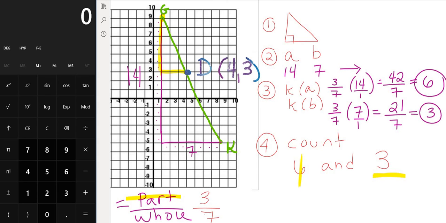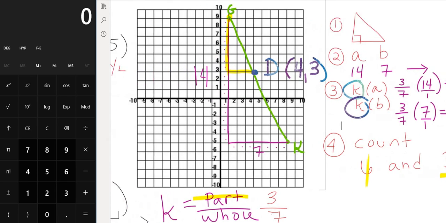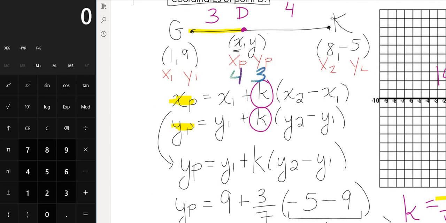So it's up to you which method you want to use. This is the visual method, where you're multiplying the A and the B by your K value. Or you could use the formula. It's up to you, whichever way your teacher taught you or whichever way you like. Okay, let's move on.